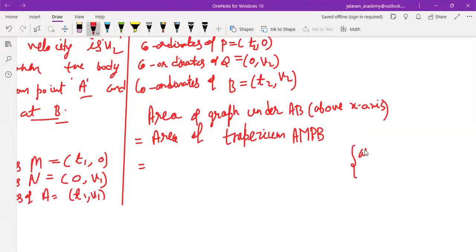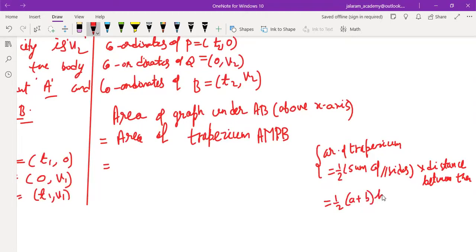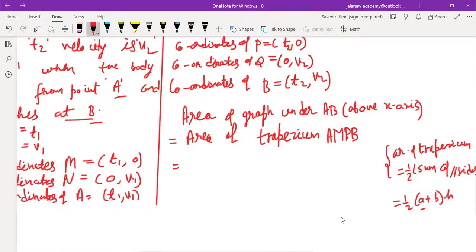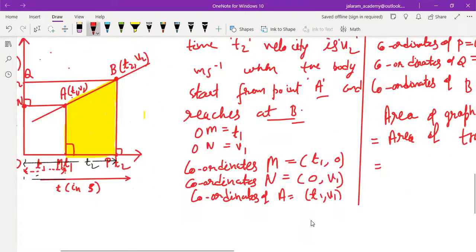In short, area of trapezium equals to half sum of parallel sides into distance between them, means between the parallel sides. Or we can write half A plus B into H, where A is the length of one of the parallel side, B is length of other parallel side, H means distance between the parallel sides.